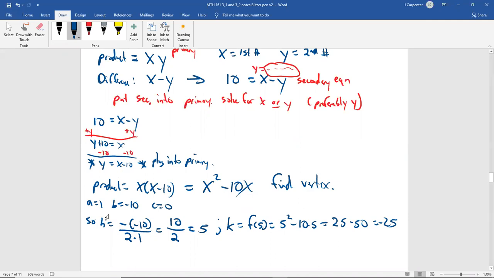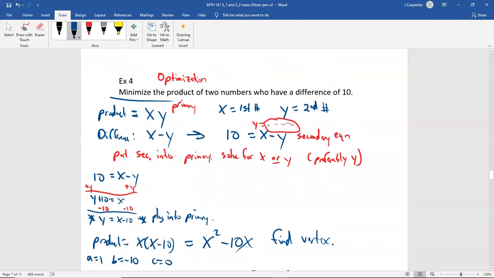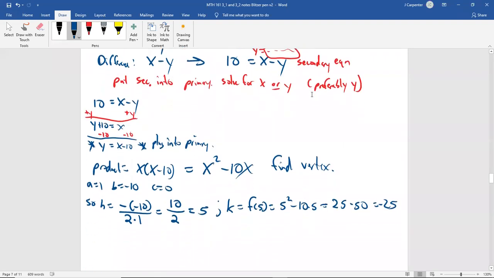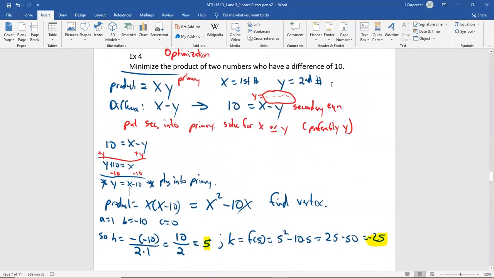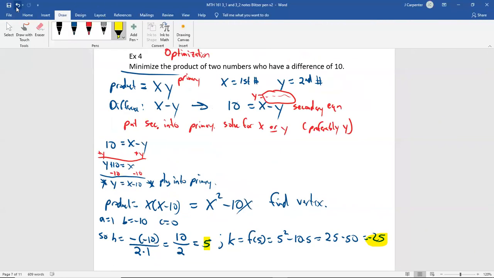So the point of this problem was to find two numbers that have a difference of 10 that when you multiply them, it makes a really small answer. And if you think the answers are 5 and negative 25, you're blatantly wrong, because guess what? Those two numbers don't have a difference of 10. They have a difference of 30. Those are not the answers. One of them is an answer, the other is not.